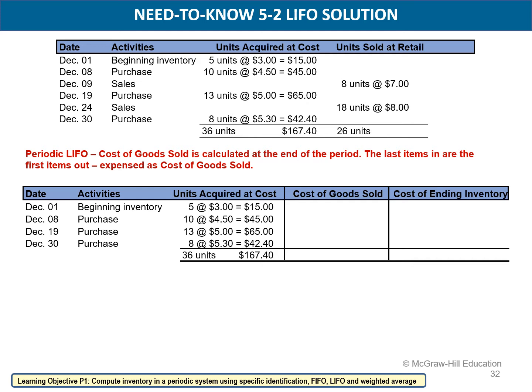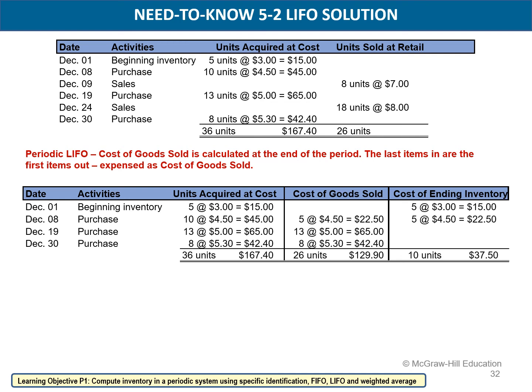All right, under LIFO, the last items in are the first items out. So all 8 from December 30th are sold. All 13 from December 19th are sold. 8 and 13 is 21, so then we only need 5 to get to 26 from the December 8th purchase. 5 times 4.50, 13 times 5, 8 times 5.30. Add them up, $129.90 is what's going through your cost of goods sold.